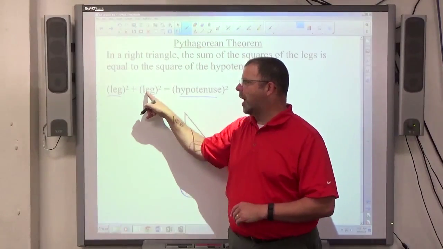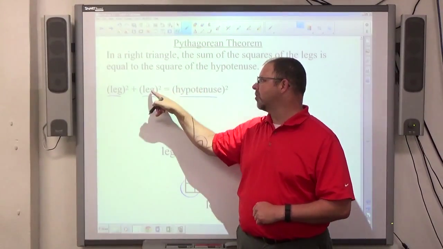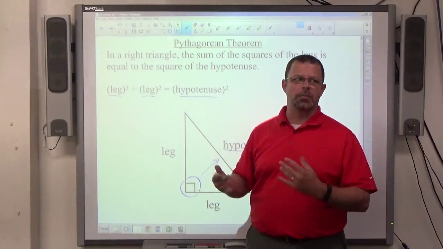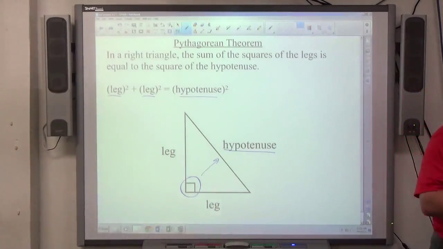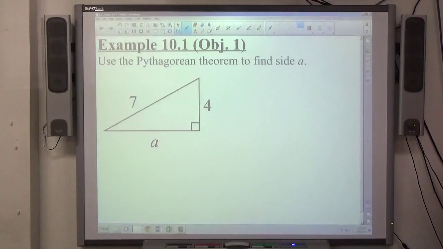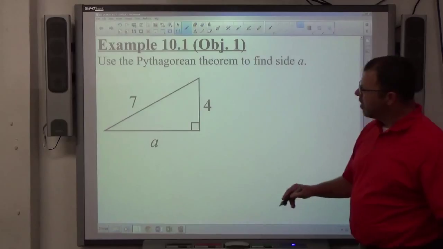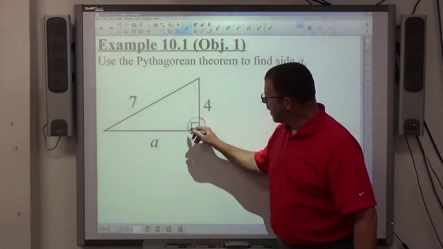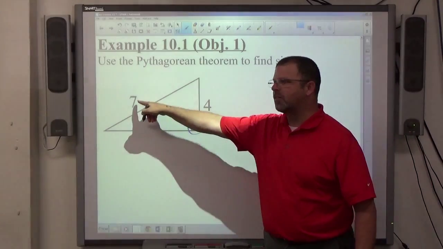If you know both legs, you'll add and take the square root. If you know a hypotenuse and a leg, you have to move the leg over. That requires subtraction before the square root. Okay? So, let's take a look at example 1. Use the Pythagorean theorem to find side a. Notice, my right angle is right here, making a a leg, 4 is a leg, 7 is the hypotenuse.